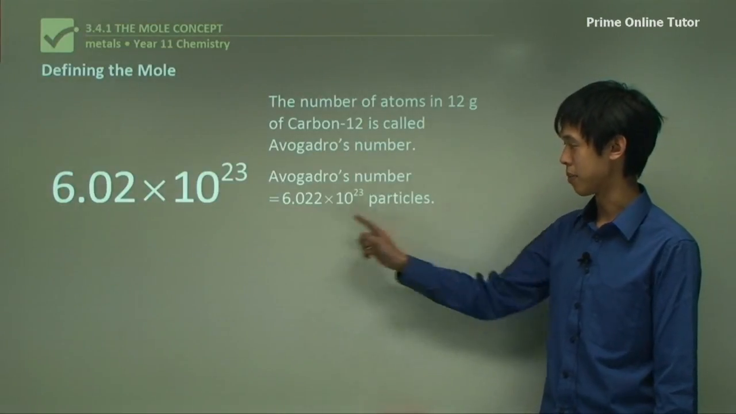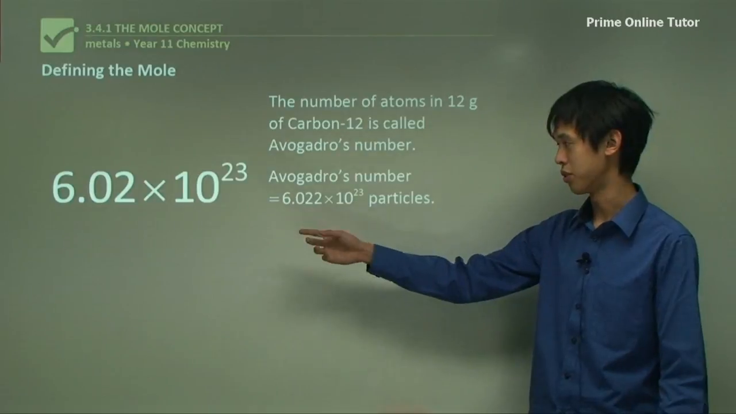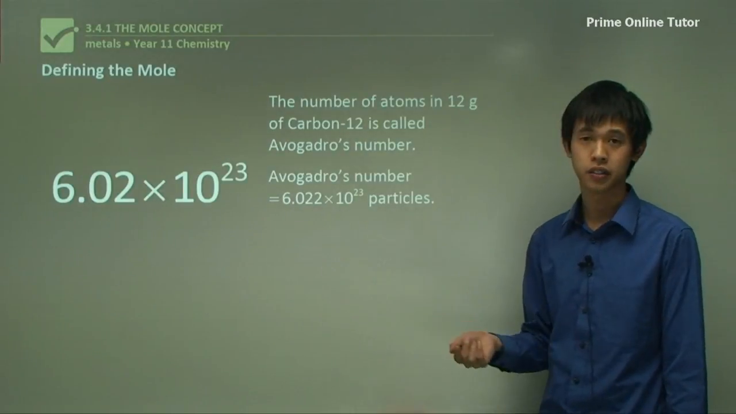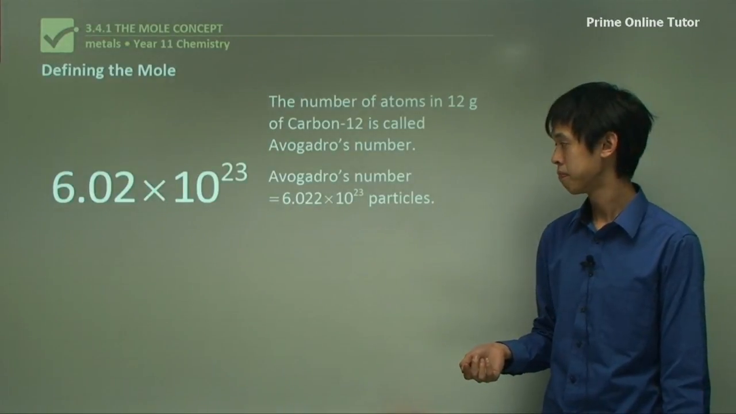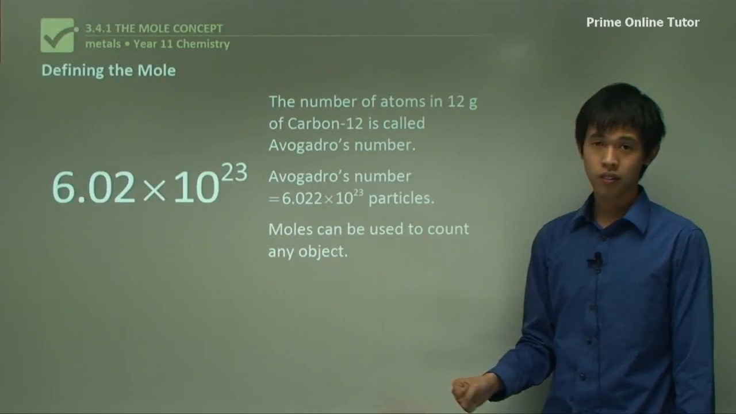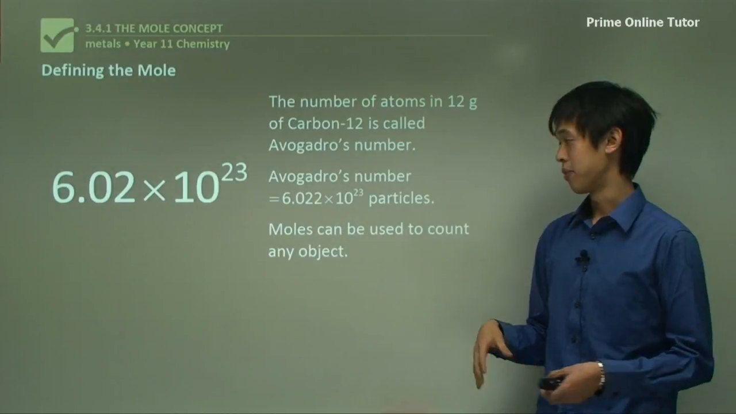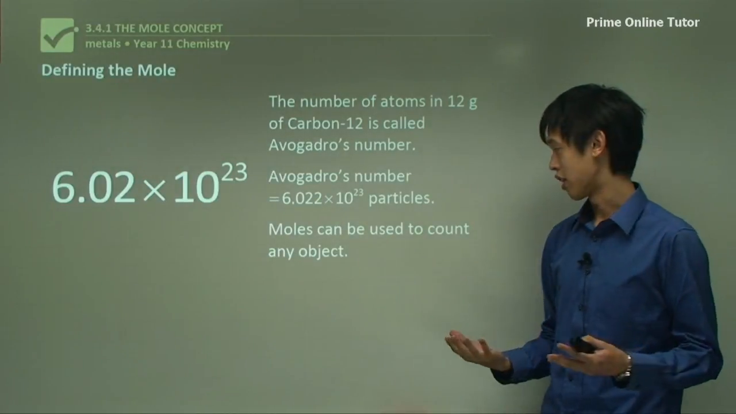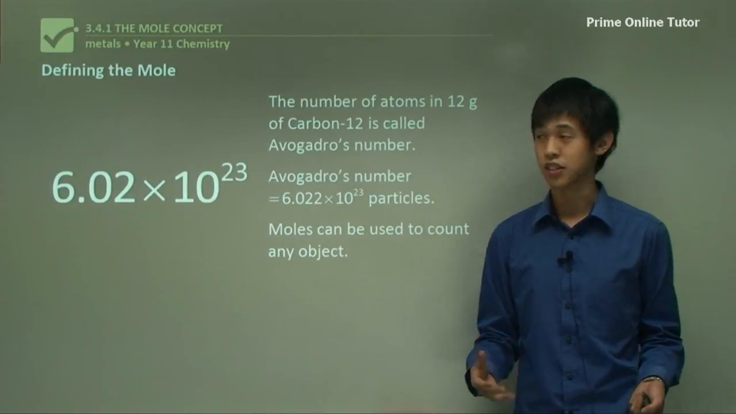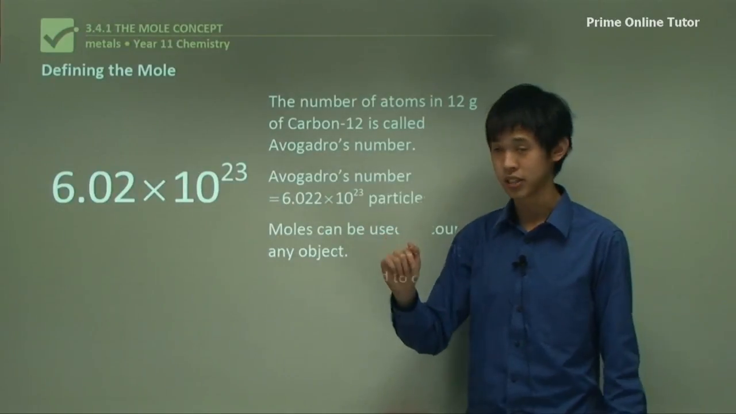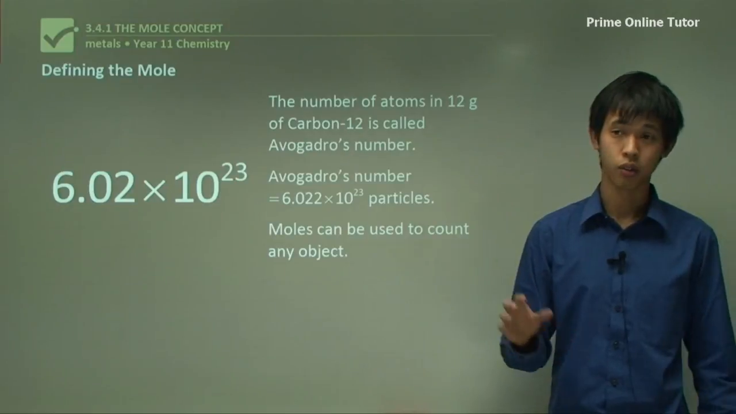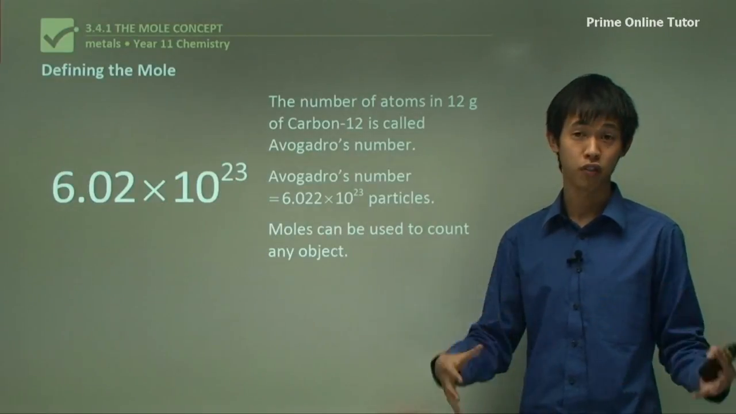So Avogadro's number is just 6.022 times 10 to the 23 particles. Okay. Now, what we can do with that is we can say a mole can be used to describe any sort of object. As long as we have 6.02 times 10 to the 23 particles or objects, we have 1 mole of that object.